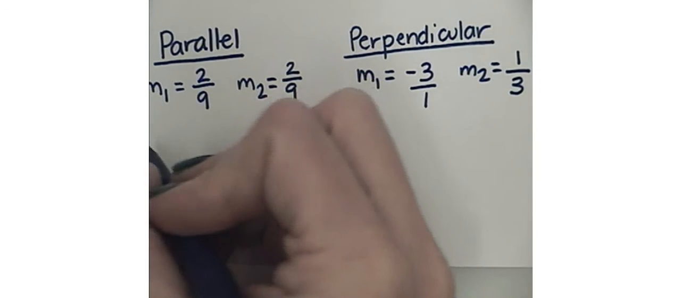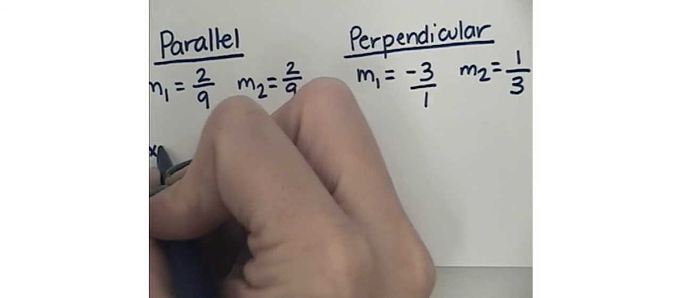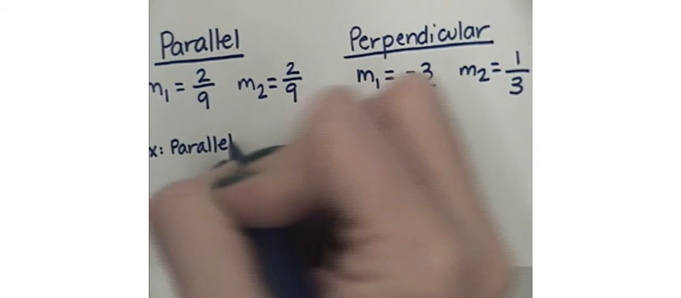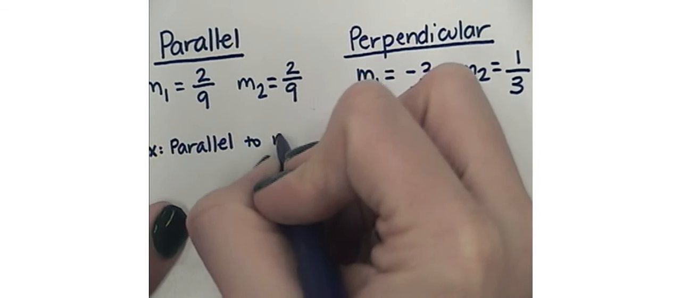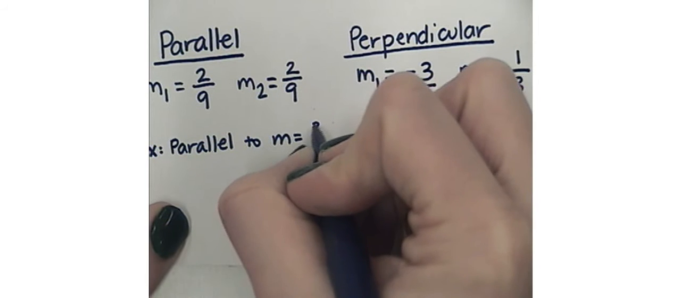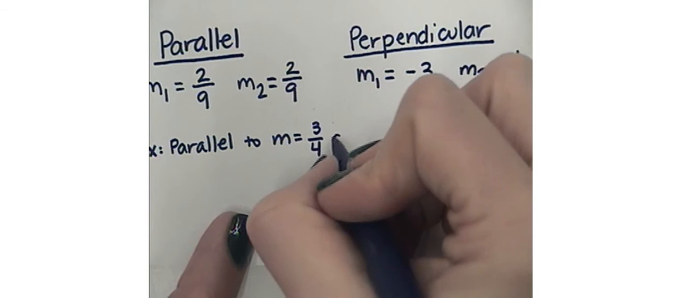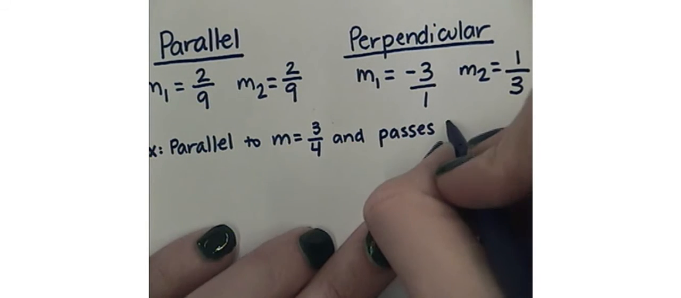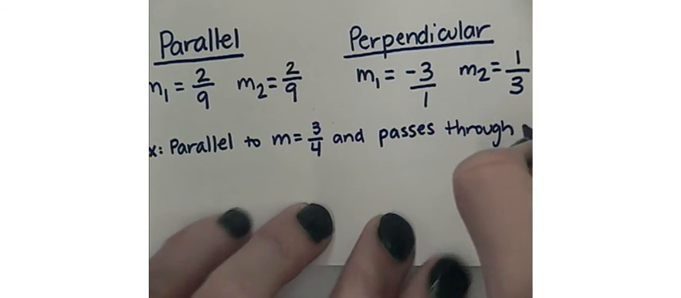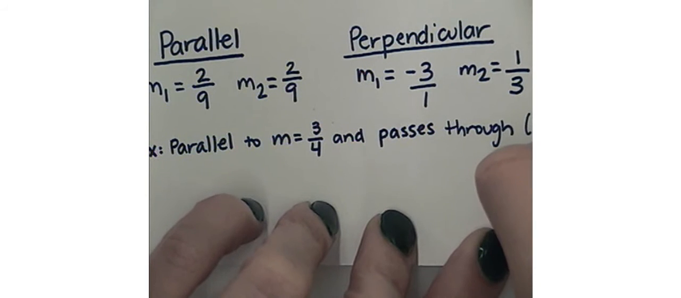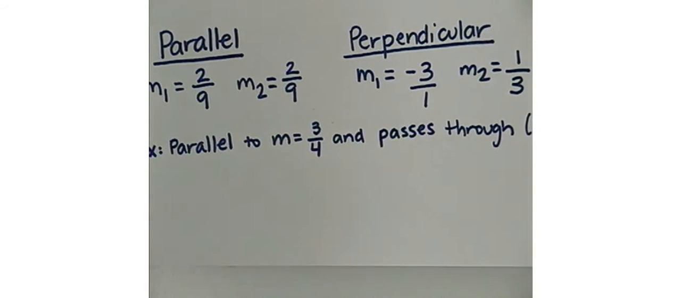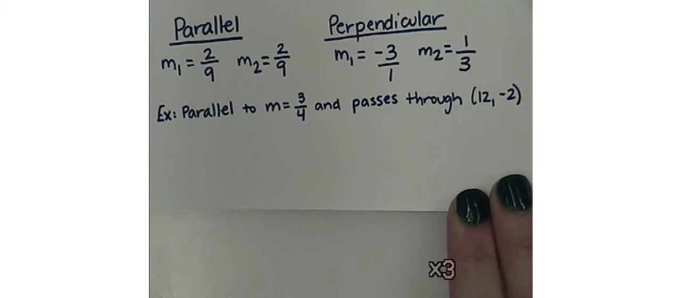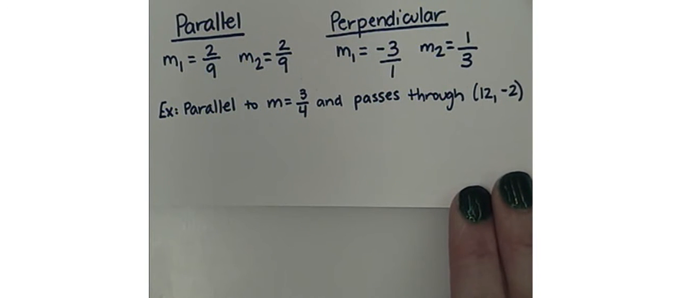All right, let's do another example here. Let's do a line parallel to a line that has a slope of 3 over 4, and let's say it passes through the point 12, negative 2.